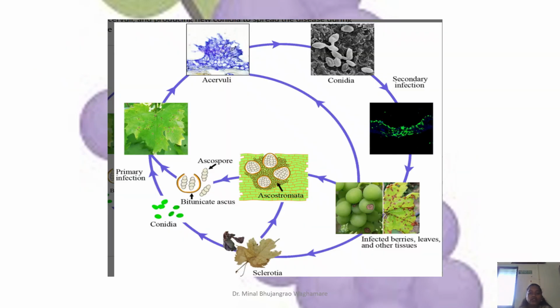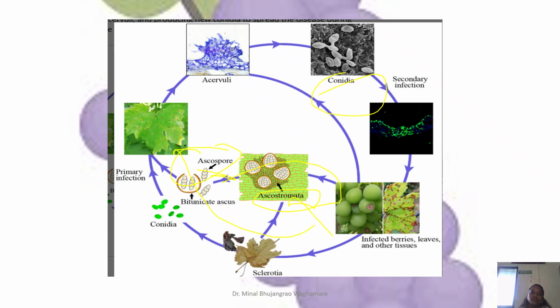Coming to the disease cycle, we can see that in this two spores are formed. Sexual spores are the ascospores and asexual spore are the conidia. With the compatible fusion of the male hypha and female hypha, it led to the formation of the fruiting body, that is ascostroma. This ascostroma led to the release of the ascospore after the maturity, and this led to the sexual life cycle.